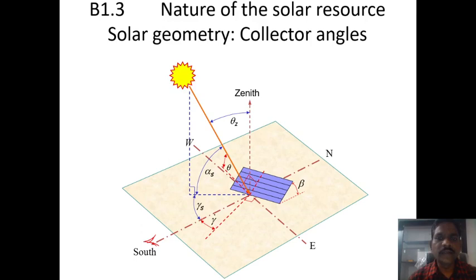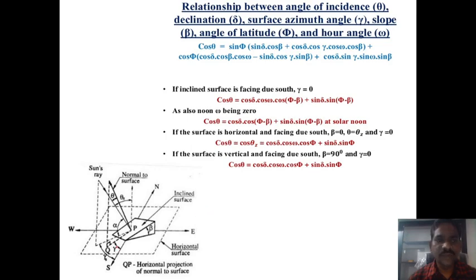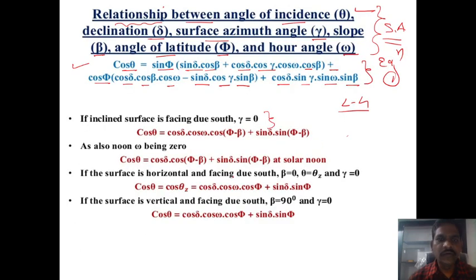If your collector is facing due south, gamma overlaps in this situation. Suppose this is our inclined plane surface. During the overlapping, the projection of the normal on the collector, and the line facing toward the south, overlap on this line. So in that situation gamma is equal to 0. In this case we assume that gamma becomes 0.